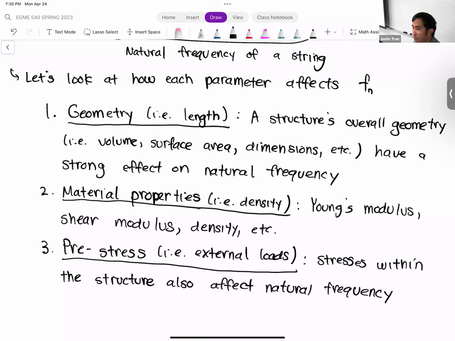So for a structure, the loads don't really change. For example, if I'm thinking of a bridge that failed, the loads on that bridge didn't change. It's just that the wind made a frequency that matched the natural frequency of the bridge.